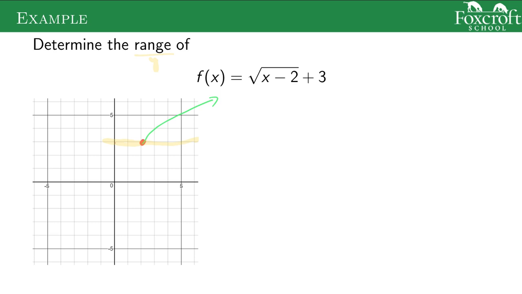And I go to the top of my graph. But because of this little arrow, there's no top of my graph. It just keeps going this way forever. So really, there's just the bottom. So my range, it's all the y values, and all the y values are bigger than or equal to 3.